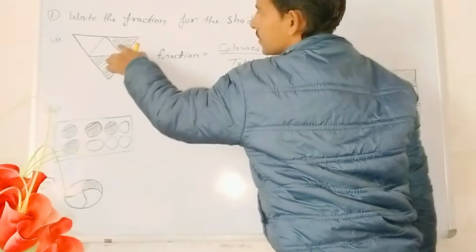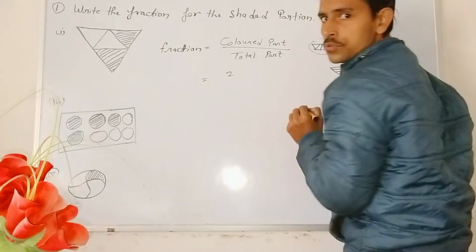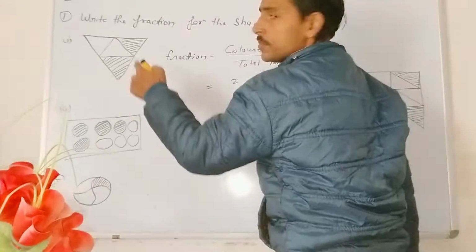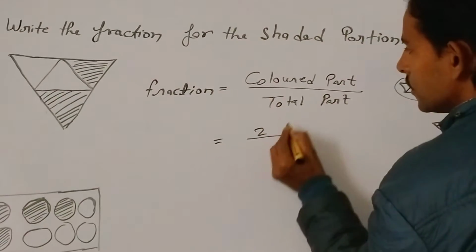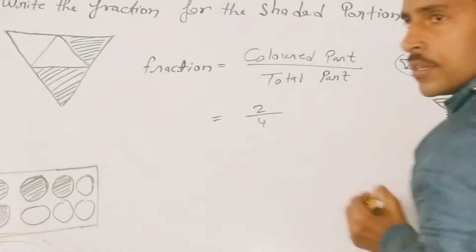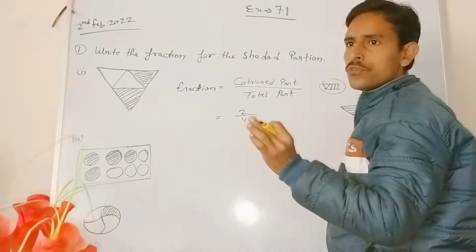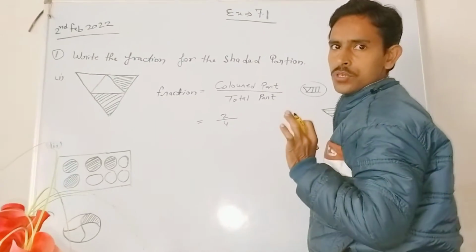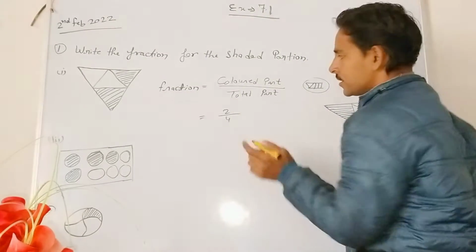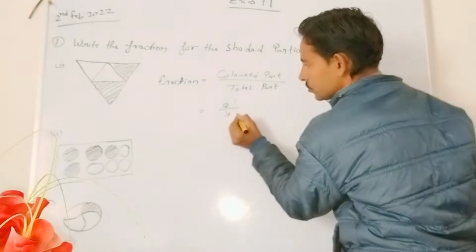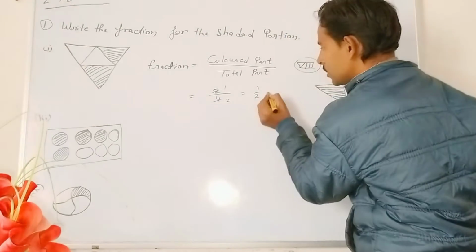So how many boxes are colored? 1 and 2. So in the place of colored part we can write 2. And how many in total part? How many boxes in total? 1, 2, 3 and 4. So in the place of total part you can write 4. All of you know that this is 2, this is 4, and 2 and 4 come in the table of 2. So if we want to cut, then how can we write it? 2 1s are 2, 2 2s are 4, equals 1 upon 2. That is our answer.